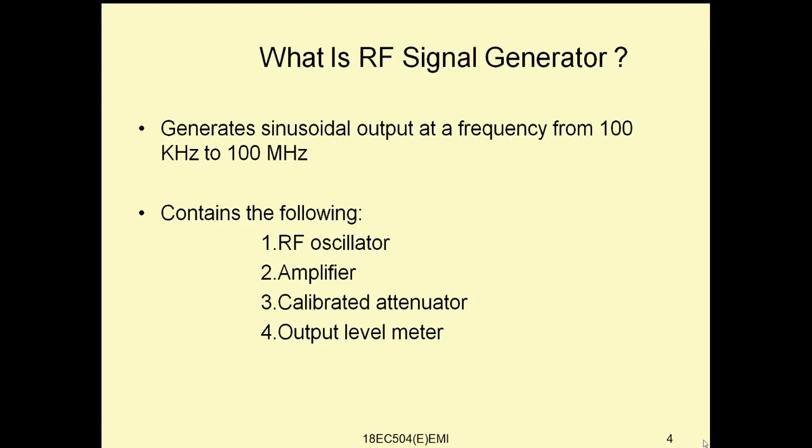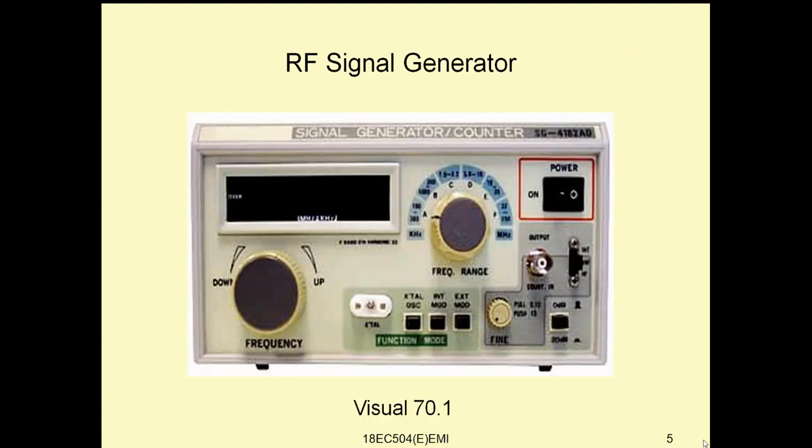We add the internal and external AM source at the amplifier stage, and internal FM or external FM at the RF oscillator stage, so that we can generate amplitude modulated and frequency modulated waveforms from this RF signal generator. So this is how the RF signal generator looks.